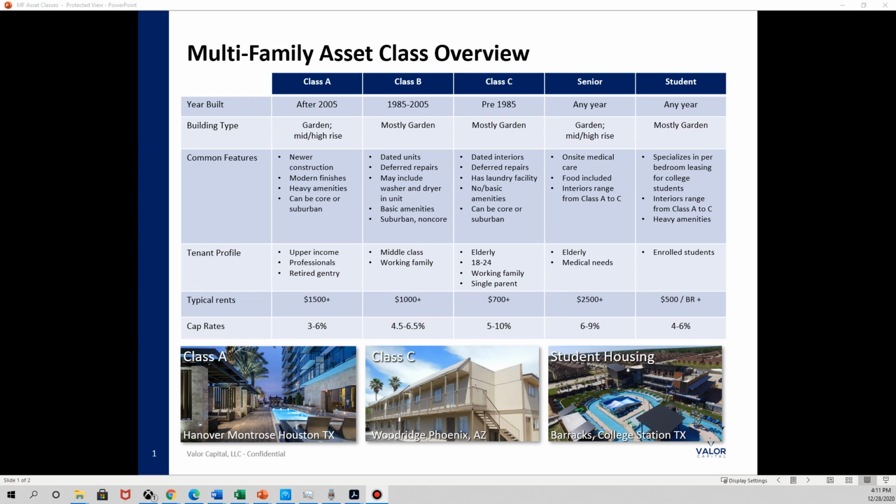While these properties can be very banged up, the Class C properties do perform very well, and they historically over the last 10 years have generated the highest returns for investors in multifamily asset classes.